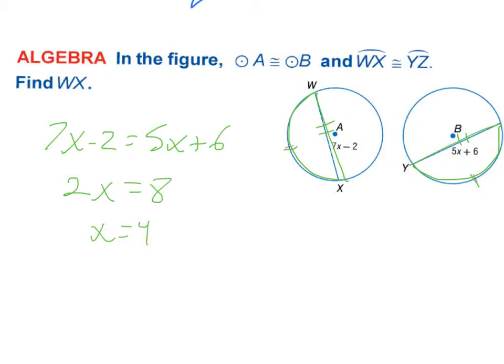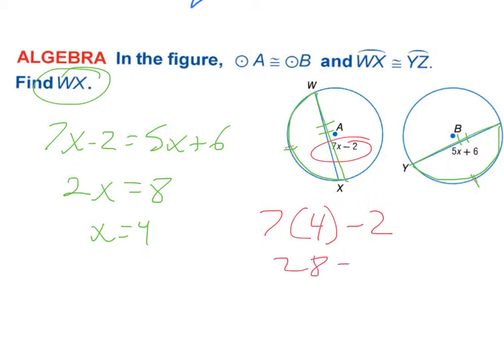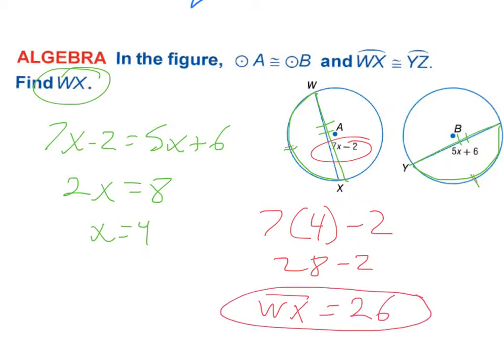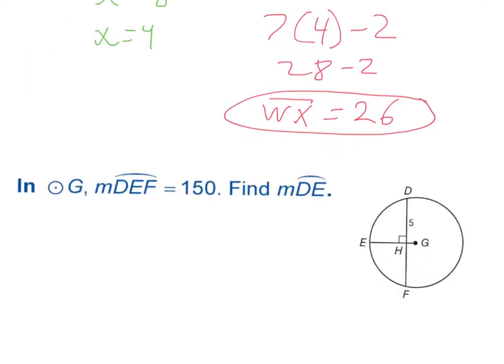That's not my answer. Remember, they're asking us to find the length of WX. Well, WX is 7x minus 2, so 7x, which we found to be 4, minus 2. It's 28 minus 2. That means that segment WX equals 26. All right, and that's how we use that information to solve problems, solve for values, find lengths. Okay, let's look at another example.